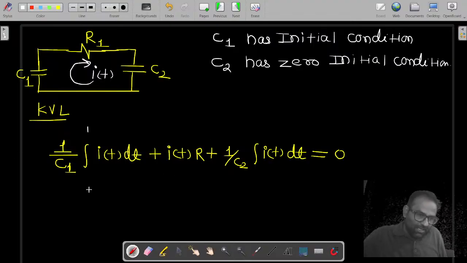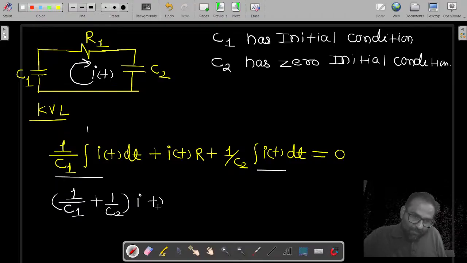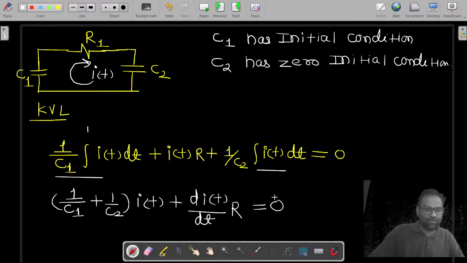So let's differentiate it. When I differentiate it, 1 divided by C1 plus 1 divided by C2, because when you differentiate this, it is i(t) divided by C1 and C2. You can write this times i(t), plus di(t) divided by dt into R is equivalent to 0.